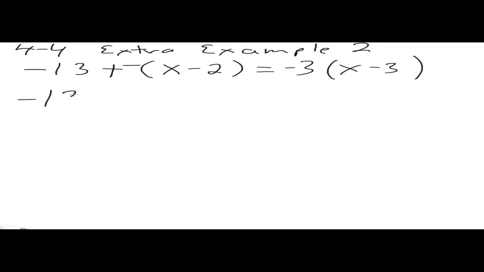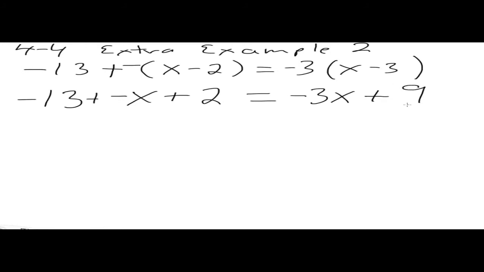Negative 13 minus 1 times x is the opposite of x. A negative times a negative is a positive 2. So the negative 1 times x is the opposite of x. Negative 1 times minus 2 is plus 2. Negative 3 times x is a negative 3x. A negative 3 times minus 3, negative times a negative, is a plus 9.